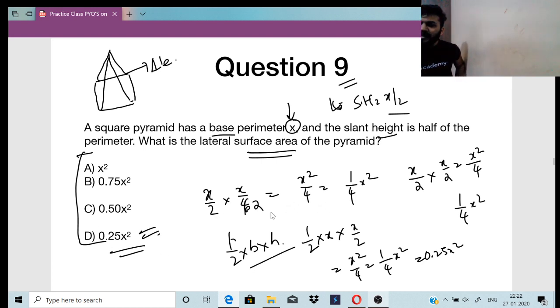Half into base into height. Use the triangle formula, or x by 2 into x by 2, height into height, and you'll get the lateral surface area. Understood everyone? Clear with this?